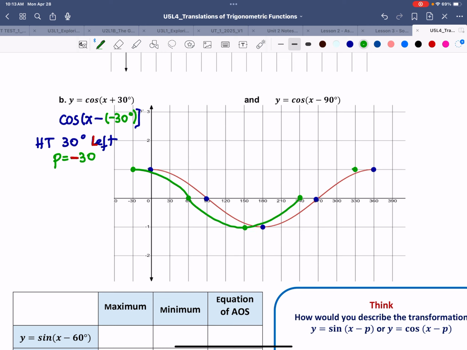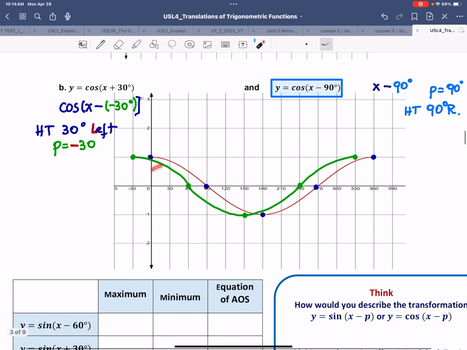In the same way, we can draw the graph of y equals cosine of x minus 90. In this case, we see that we have subtracted positive 90 degrees from x, which means that the value of p is positive 90, which indicates a horizontal translation of 90 degrees to the right. So every point on the cosine curve will be translated 90 degrees to the right.